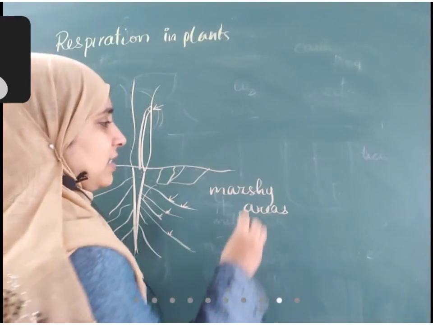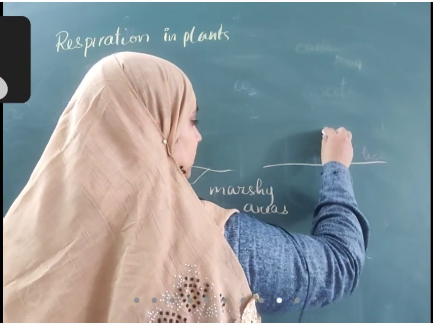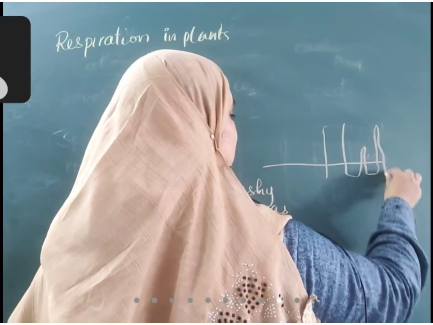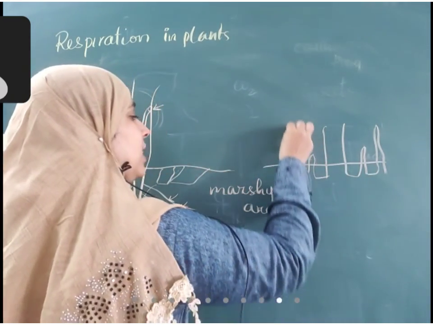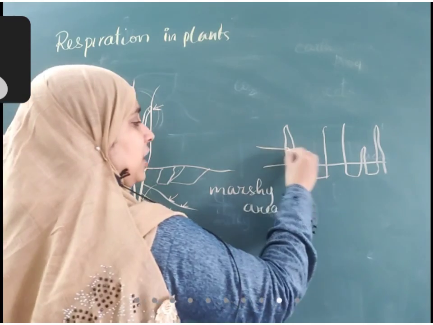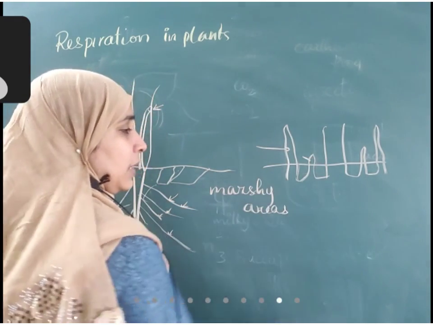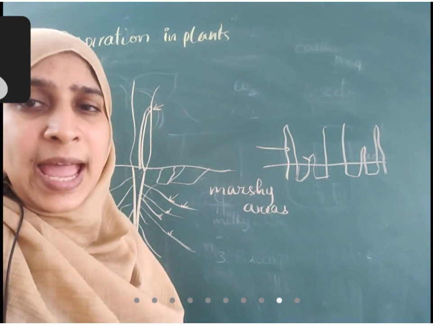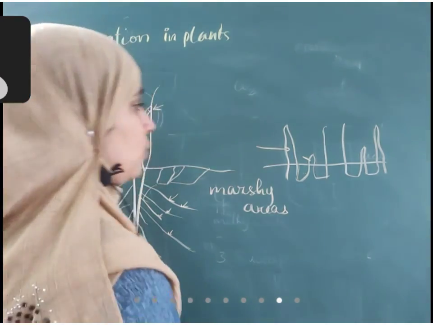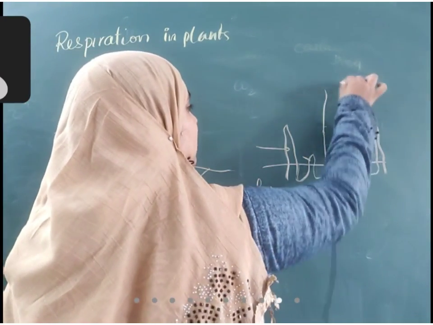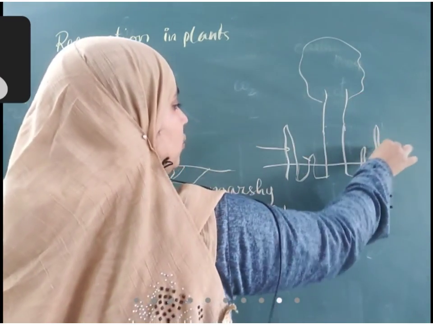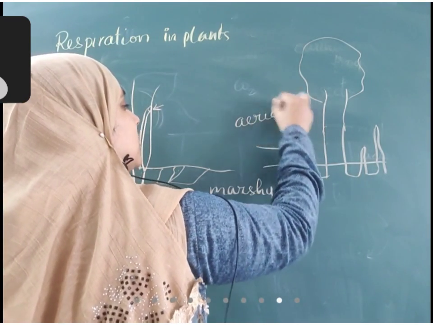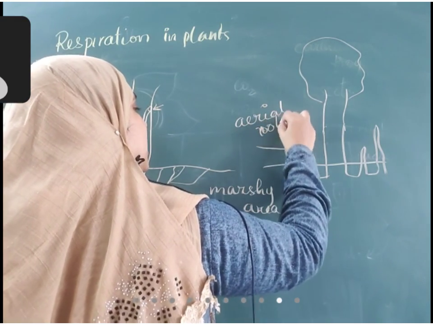Some other plants will develop aerial roots like this. Aerial roots that develop will help in respiration. Since it is not possible in the land which is marshy, the roots that grow above the soil are called aerial roots. Aerial roots help in respiration.